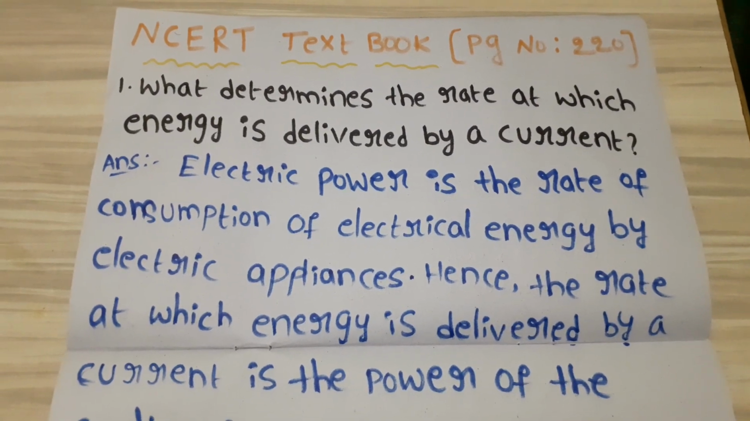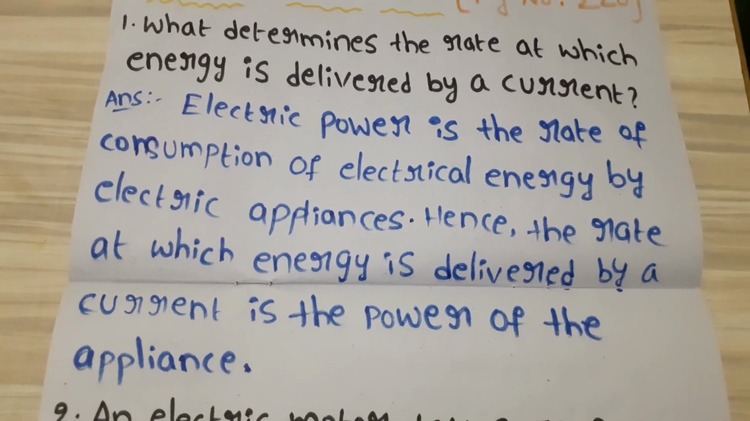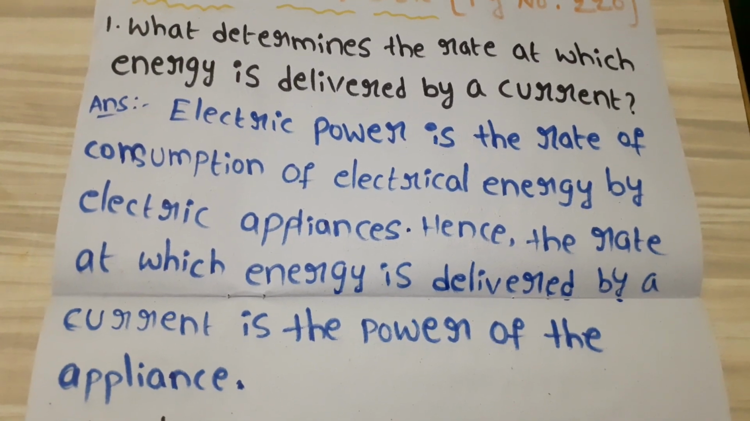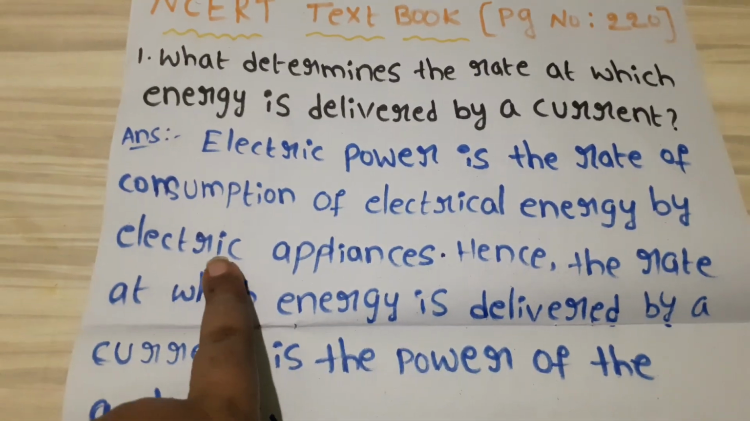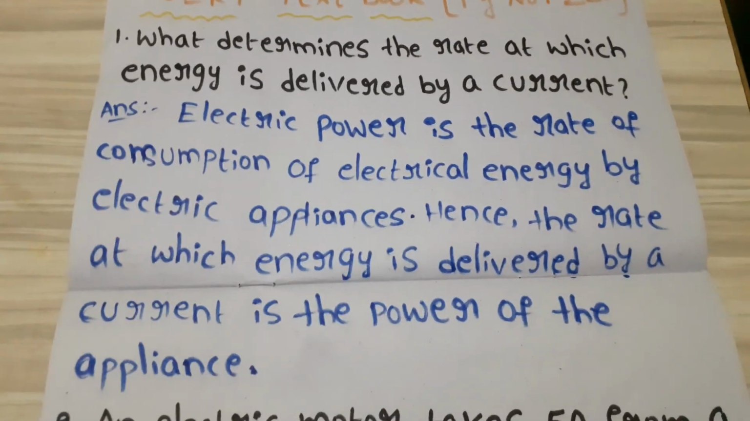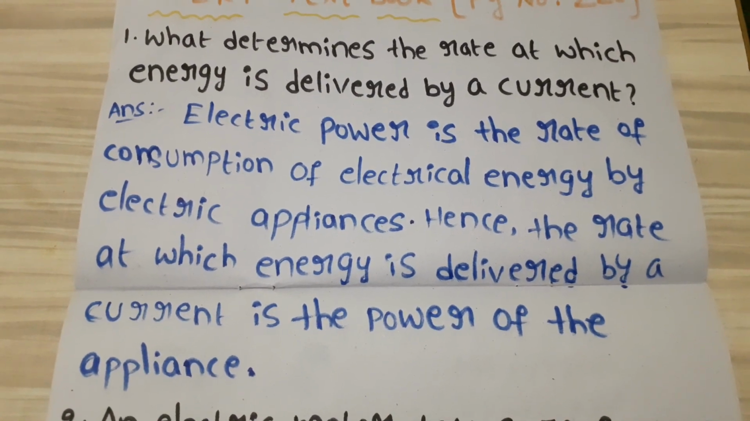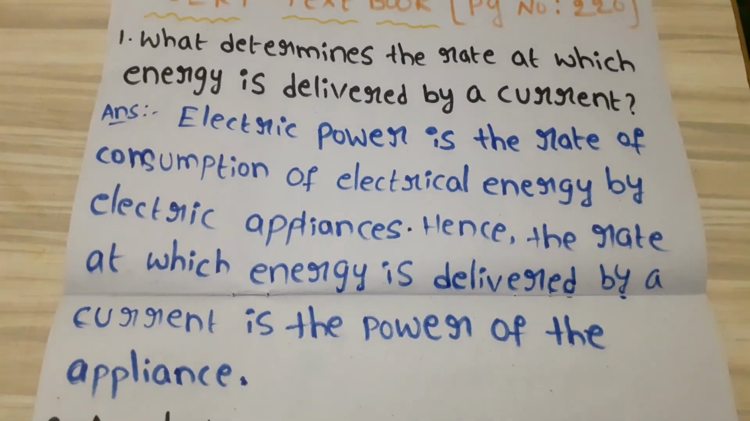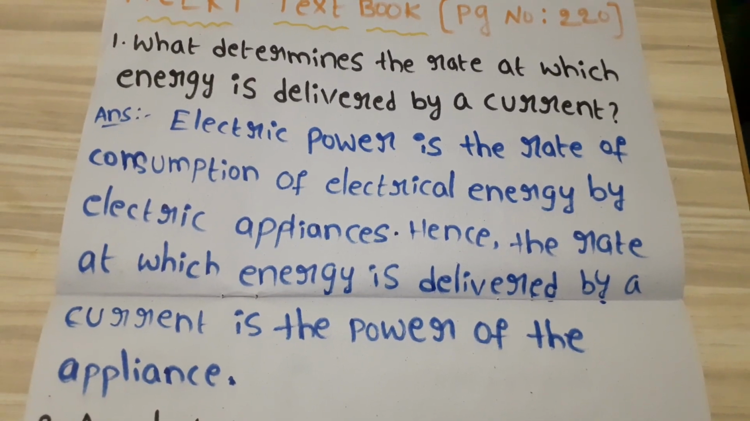Which type of energy is delivered by the current? We have to discuss it here. It is electrical power. The basic definition of electrical power is the rate of consumption of electrical energy by an electrical appliance. An electrical appliance uses some electrical energy. That energy rate is called power. The rate at which energy is delivered by a current is power. So that amount of power is delivered to the appliance.